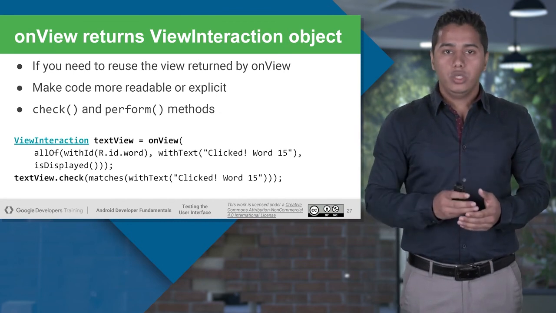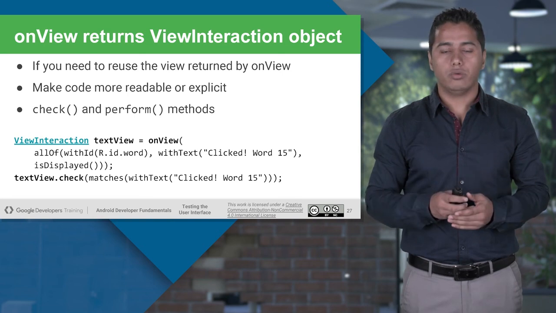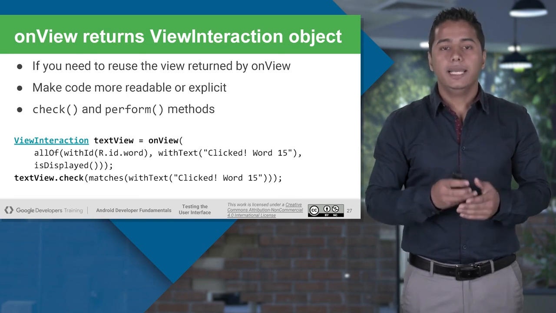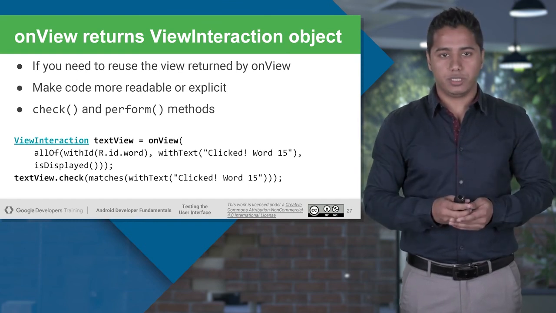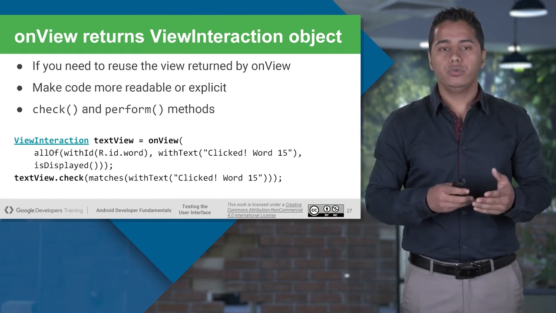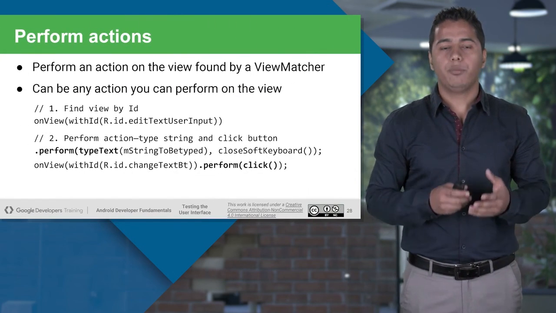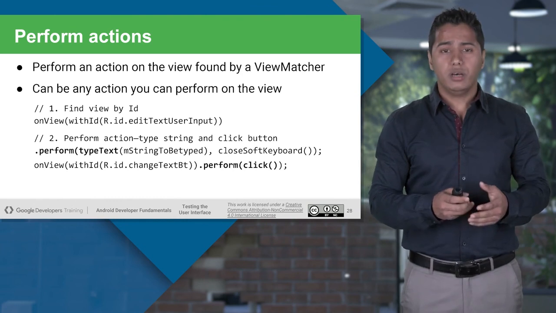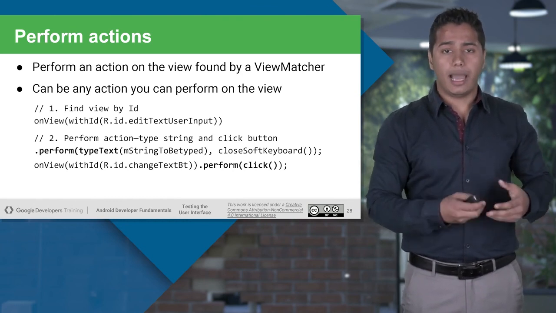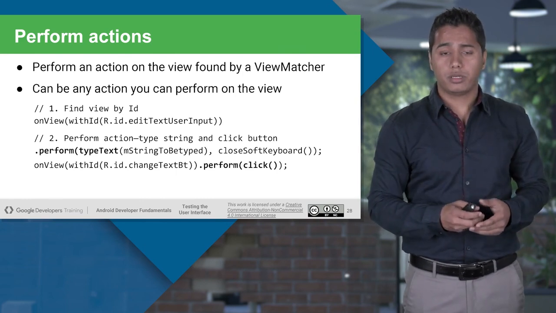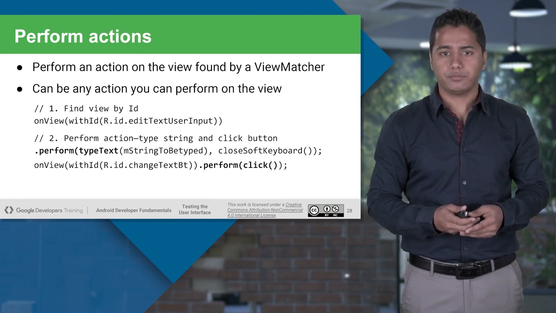So every time you apply onView on a particular view to find out which view you are talking about, it always returns you an object known as a ViewInteraction class object. So you can use this object later on for checking or performing methods. So what are perform actions? Once a view is found with the view matcher, now you can perform methods on it. It may be a click perform action, or it may be a type text perform action.